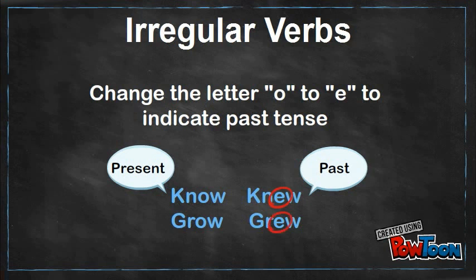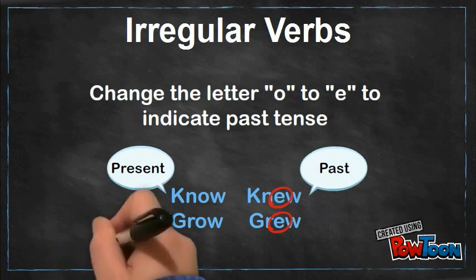Once again, it is important to remember that this is only true for the irregular verbs in English. There are many regular verbs that end in OW that follow the normal rules described at the start of this video. For example, the word show becomes showed in past tense, not shoe.